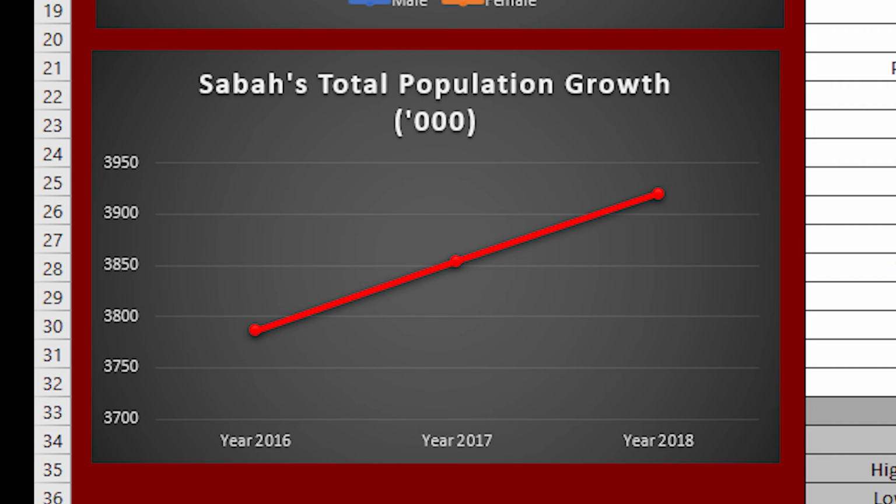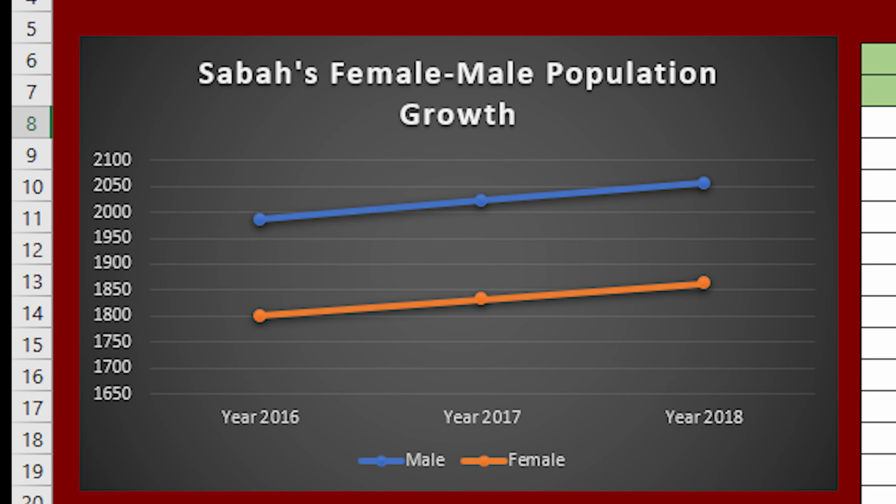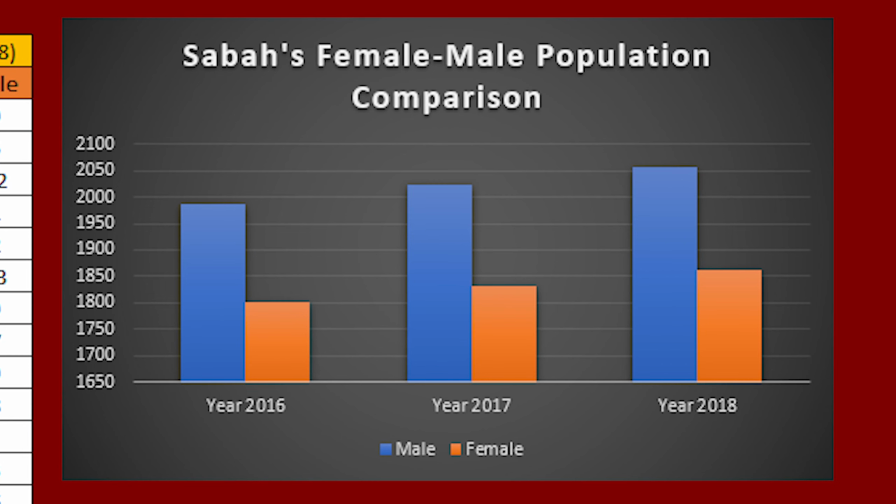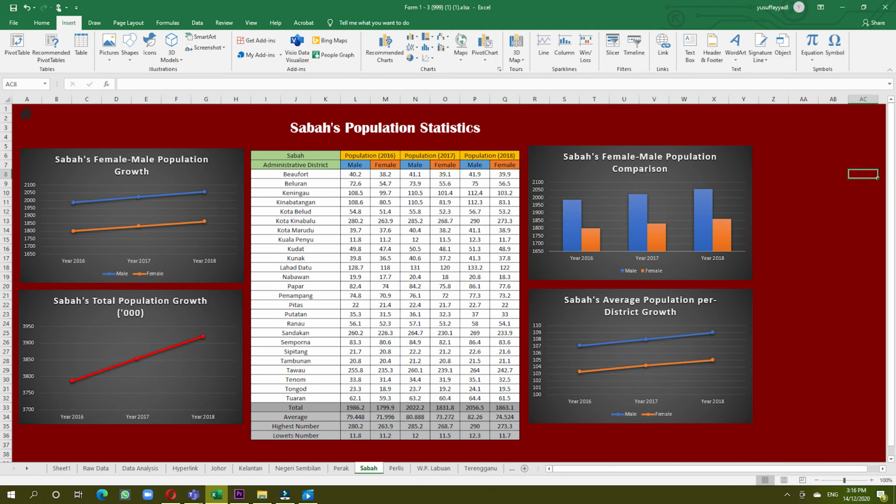Sabah's population statistics. Here we can conclude that Sabah's total population growth has been steadily climbing from the lower end of just below 3,800 till around 3,925. Sabah's female and male population growth have been experiencing the same amount of growth, with each gender increasing throughout the years. Also, males take up most of the population in Sabah, while females take up a lesser portion of it. And that concludes Sabah's population statistics portion.